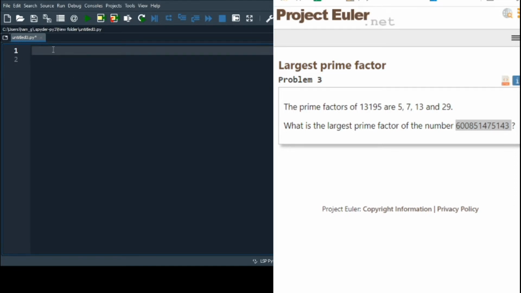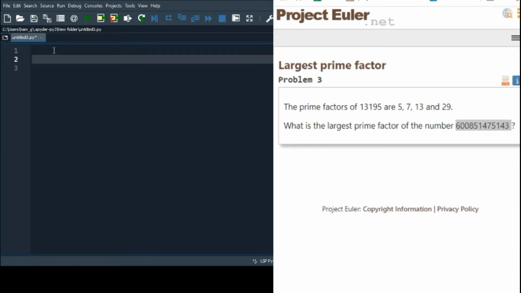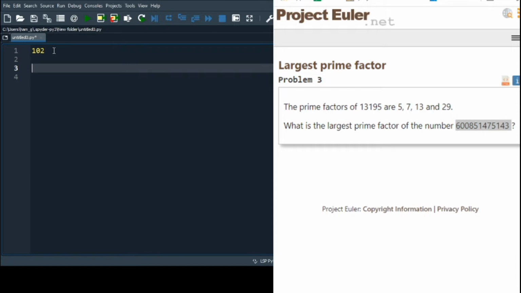Okay, now there are two ways to do this. There's the ugly, horrible brute force method, or there's the much cleverer way. So, silly way first. Let's take a simpler number like 102 and try to find its highest prime factor. The technique here is to find the square root of this number. It's going to be roughly 10, so let's start there, 10.